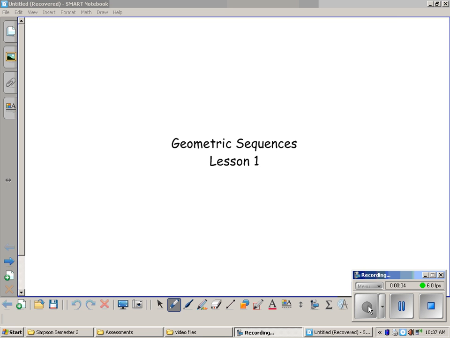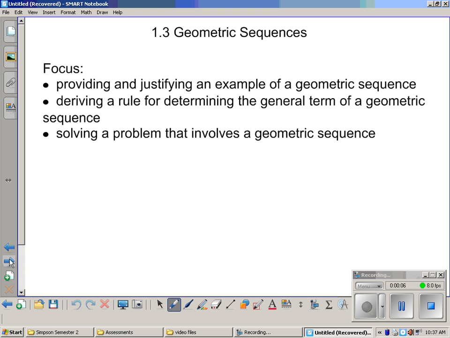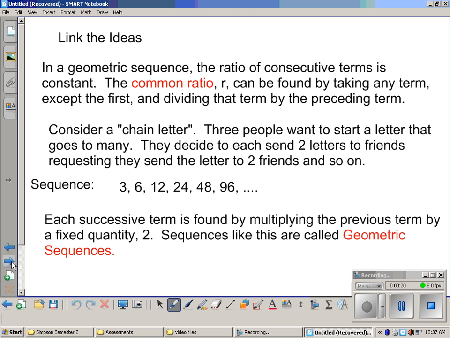Geometric Series Lesson 1. This lesson will focus on providing and justifying an example of a geometric series, deriving a rule for determining the general term of a geometric sequence, and solving a problem that involves a geometric sequence. In a geometric sequence, the ratio of consecutive terms is constant.